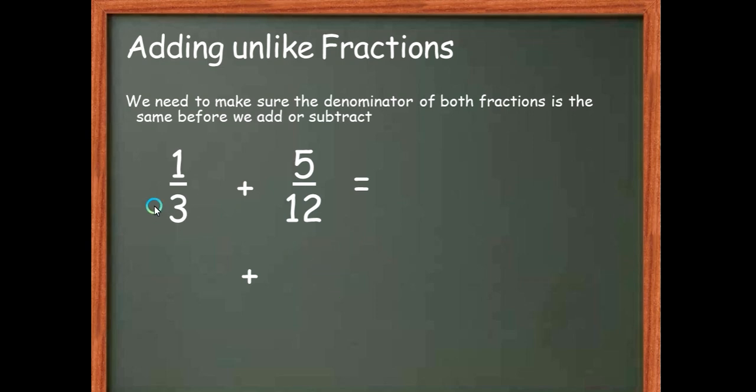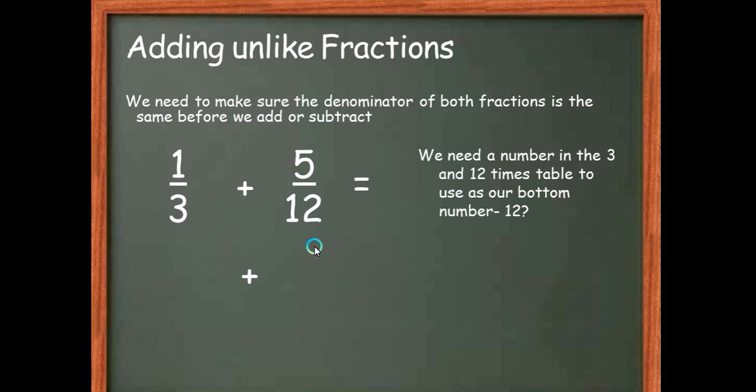What are we going to do? We're going to think about a number that we can multiply by 3 to make 12. Or we need a number in the 3 and 12 times table to use as our bottom number, that is our denominator. So we can use 12, yes, because 3 times 4 will give us 12. So when we multiply 3 by 4, it will give us 12.